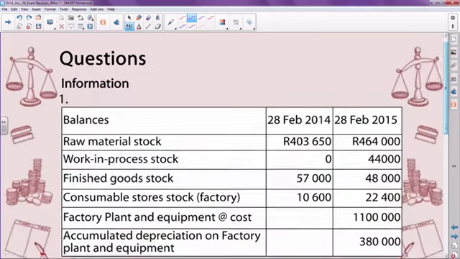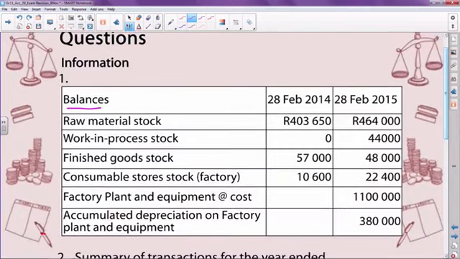So I am given my balances for 28th of Feb 2014, as well as my balances for the 28th of Feb 2015. So immediately, guys, 2015 would be my closing balances at the end of the financial year, and 2014 would be balances at the beginning of the financial year. In other words, my opening balances.